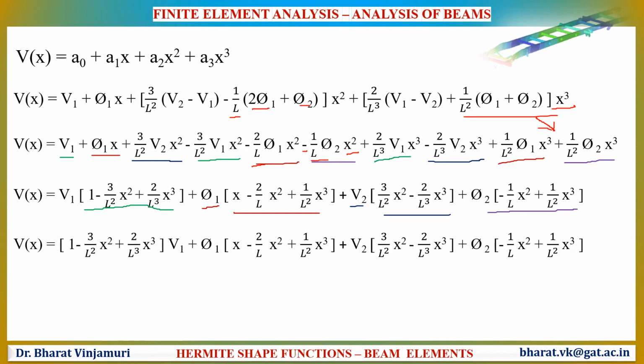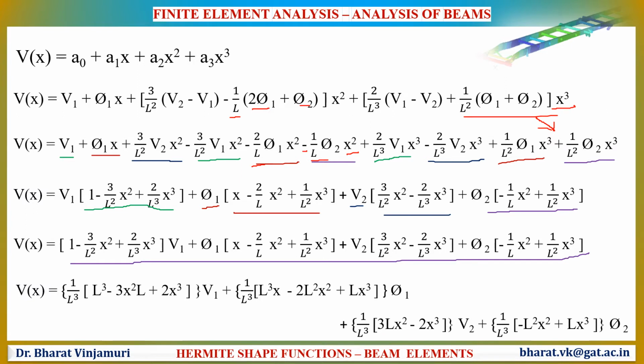After taking these common elements, rearranging the terms once again, this is the equation which we have obtained. Taking 1 by L cube common from this above equation. Once 1 by L cube is taken out, instead of 1 we will be left with L cube. Instead of 3 by L square, we have L square at the denominator, which will be converted into L. And instead of 2 by L cube, since 1 by L cube has been taken common, the term left over will be 2x cube.